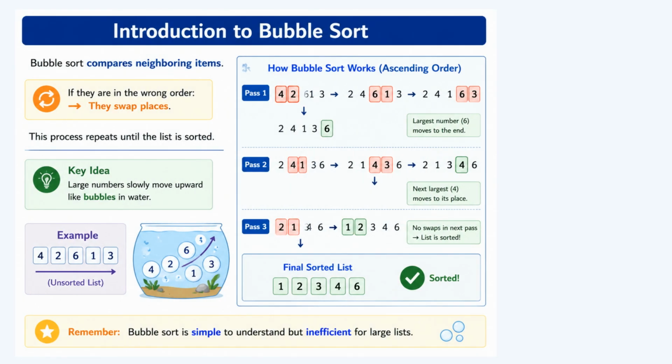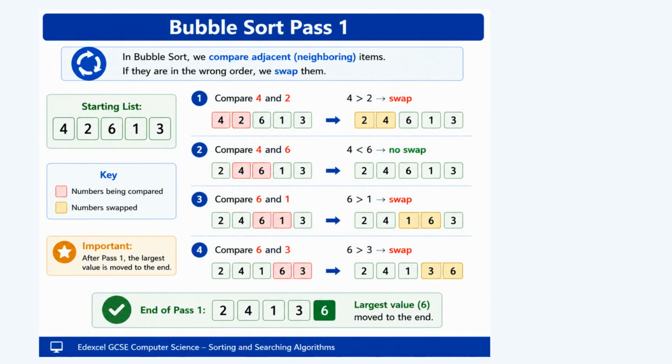Bubble sort is one of the simplest sorting algorithms. It works by comparing neighboring items in a list, just like bubbles rising in water. That is why it is called bubble sort. Let's look at the first pass of bubble sort. We begin with the list 4, 2, 6, 1, 3.